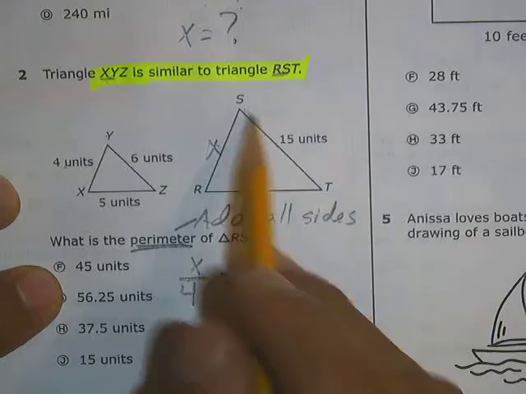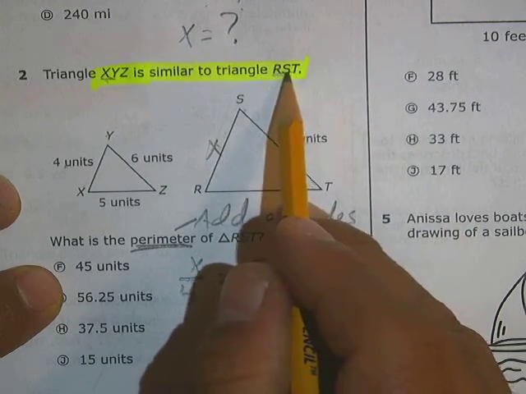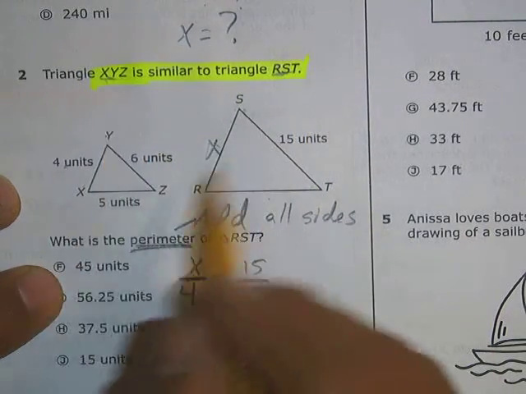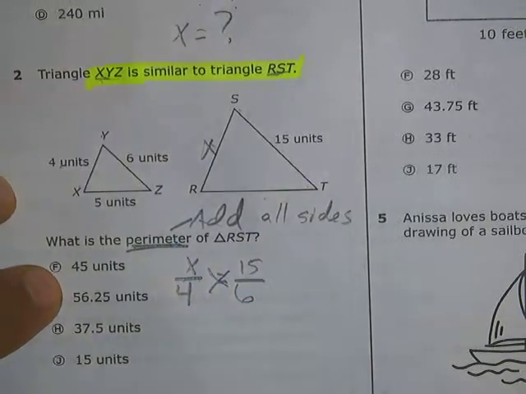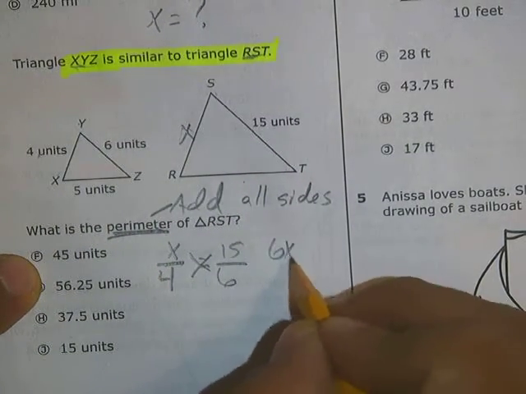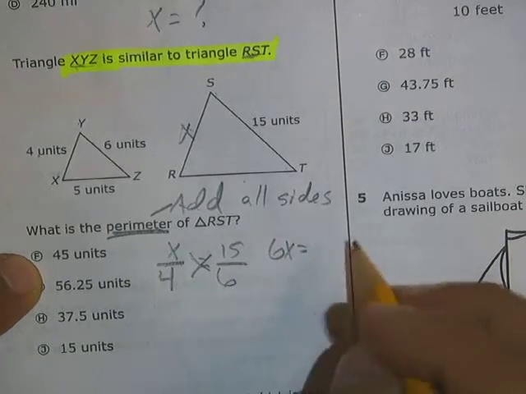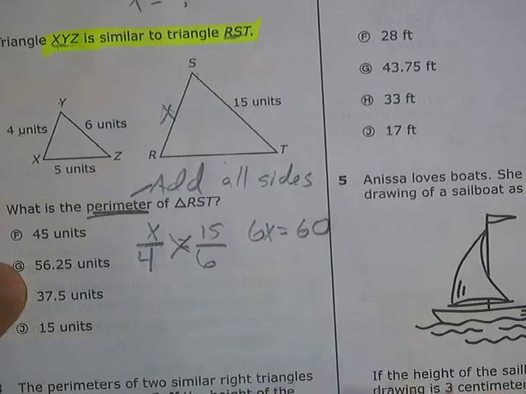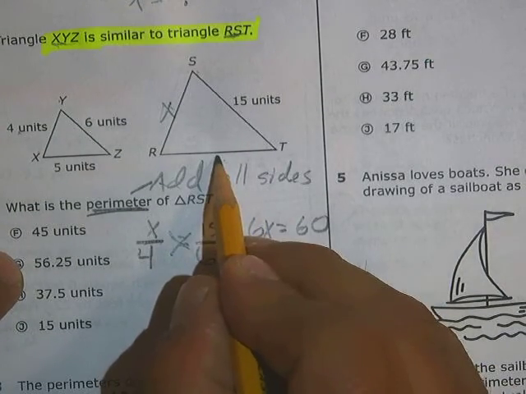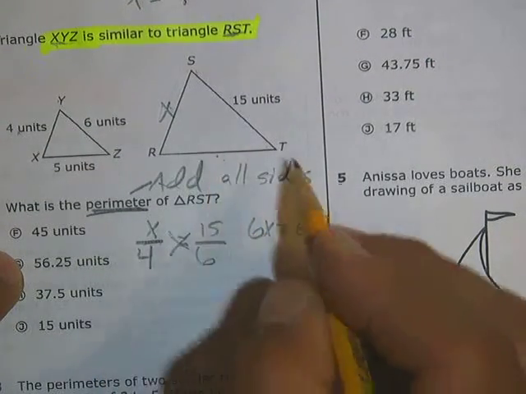And then I pick this one. 15 corresponds to who over here? Well, ST. ST. The last two. YZ. Which is 6. I cross multiply. I get 6x equals, well, 15 times 4 is 60. Okay, solve that one. Okay, I also need to find this one here.